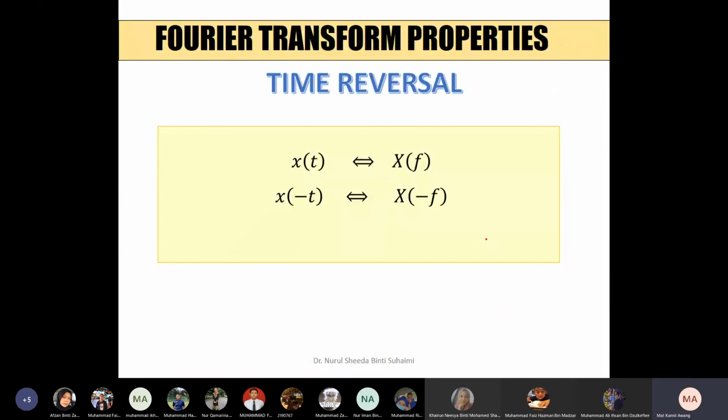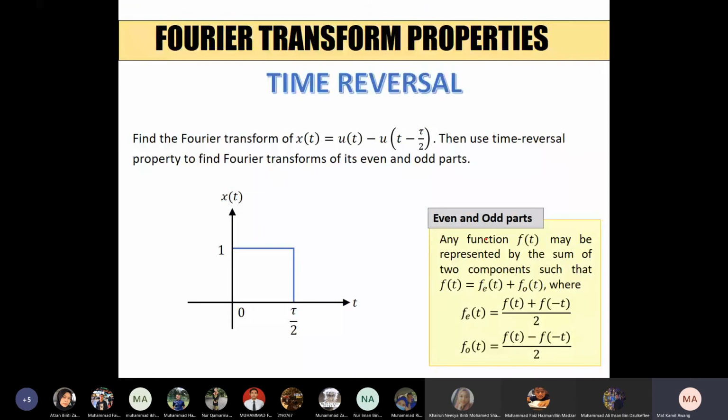Time reversal. If you have x of t transform into x of f, therefore x of minus t transform into x of minus f. So find the Fourier transform of x of t equal to u of t minus u of t minus tau over 2. Then use the time reversal property to find the Fourier transform of its even and odd parts.